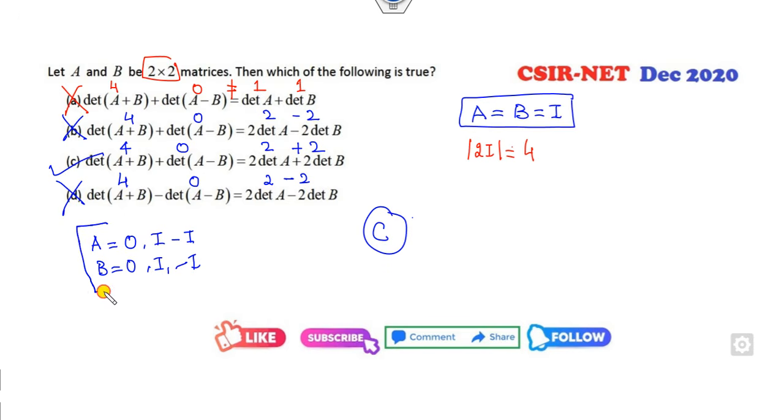Whenever some condition is given to you, pick these values and then try to discard the options.